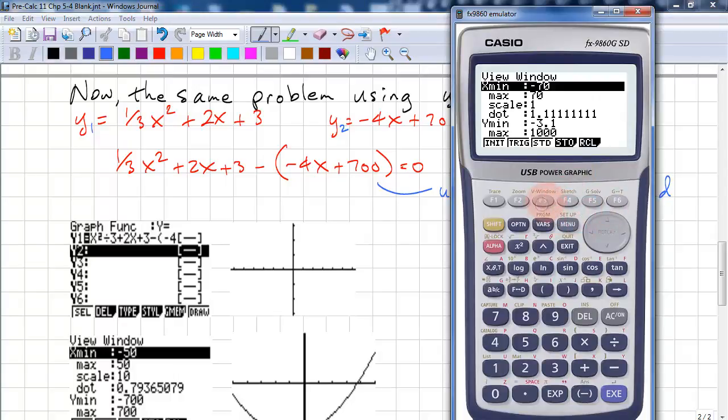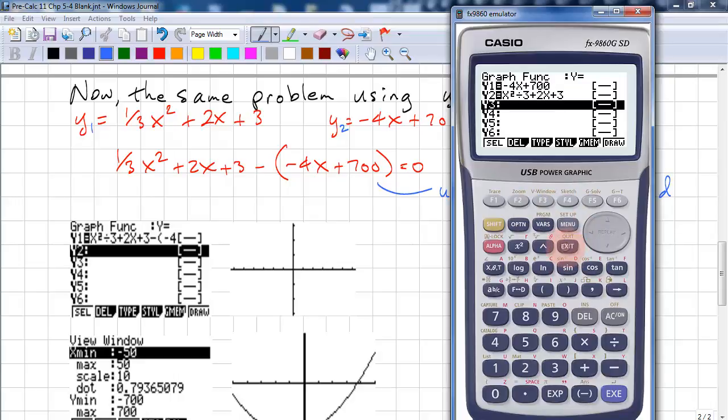And I'm going to go window, and I'm going to go to standard, just so that we're starting off on the same foot. And exit. And delete. And delete. And I'm just going to enter the formula: x squared divided by 3 plus 2x plus 3 minus bracket negative 4x plus 700 and close bracket.